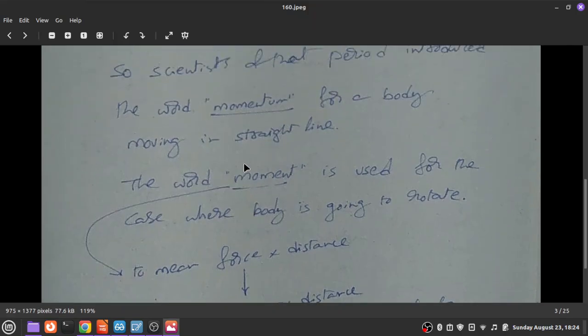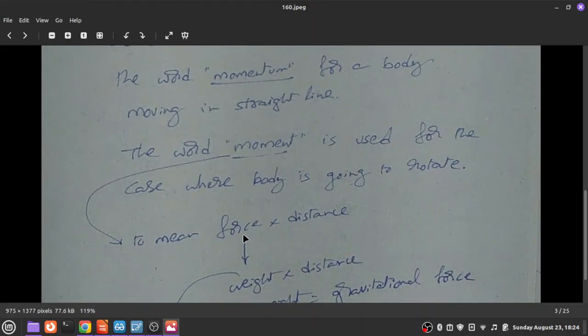Okay, the two words were introduced by scientists who were studying mechanics. One is momentum, another one is moment. Moment is used whenever force is causing rotation. And the moment formula is force into distance.